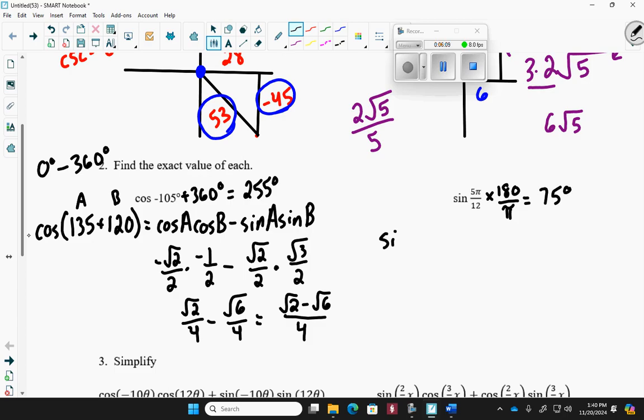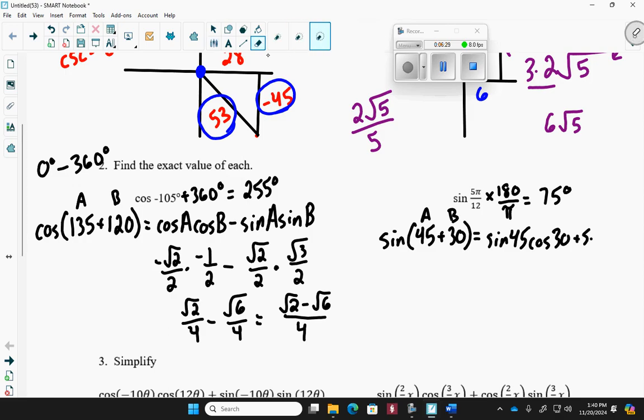All right, so it ends up being sine, and I'm just going to go ahead and add 45 plus 30. This is my A, this is my B. So that means it's going to be cosine 45 and then sine, and I'm running out of room, sine 30. All right, so it ends up being right. I said I wasn't going to talk, and here I am talking.